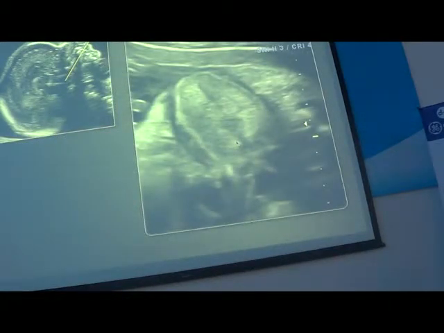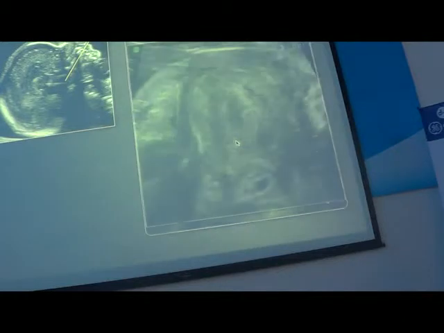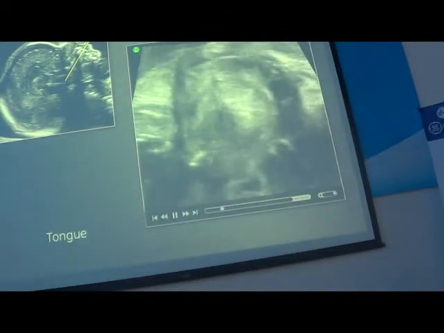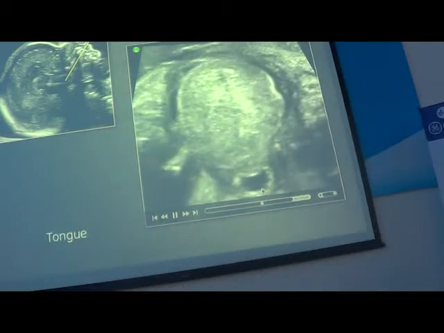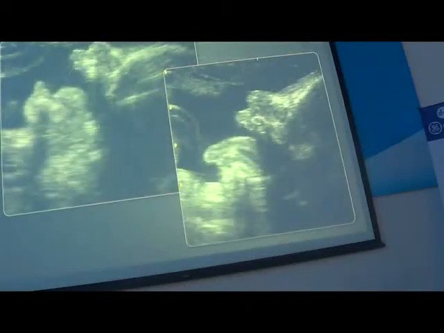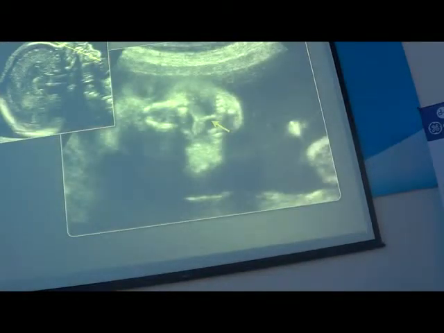The tongue, lưỡi, and movement of the tongue. Cử động của lưỡi. Sometimes you can see the baby yawning, and sometimes the tongue is on the back or protruding outside. Thỉnh thoảng ta có thể thấy được thai nhi ngáp hoặc là thè lưỡi ra. This is the frenulum of the tongue. Đây là hãm lưỡi.